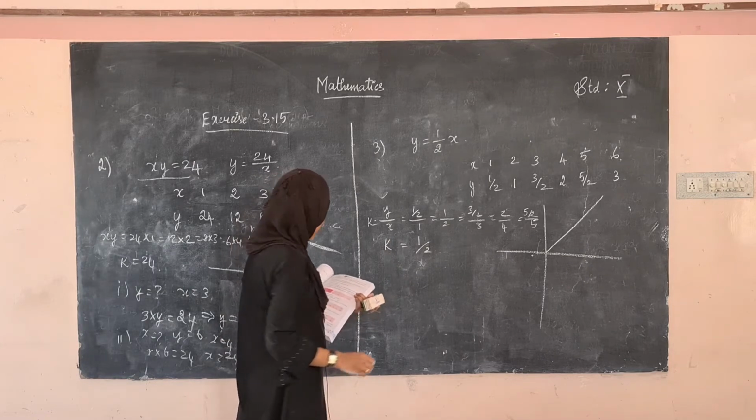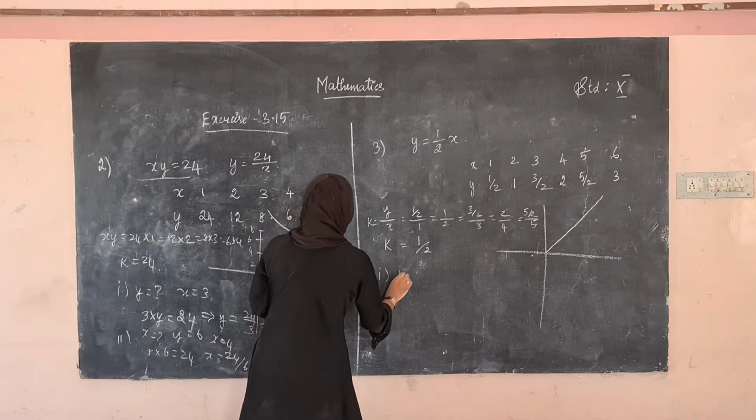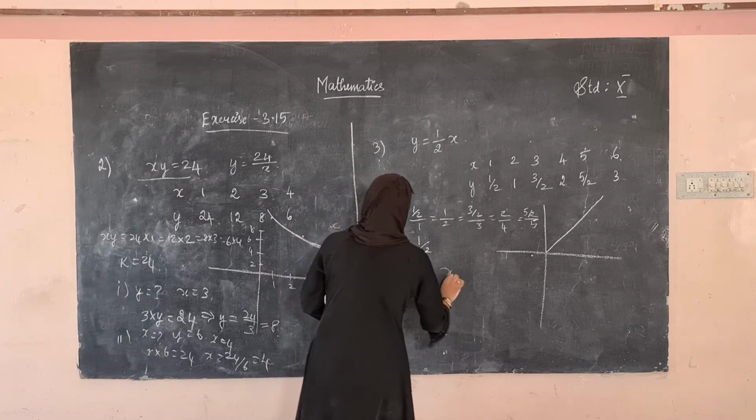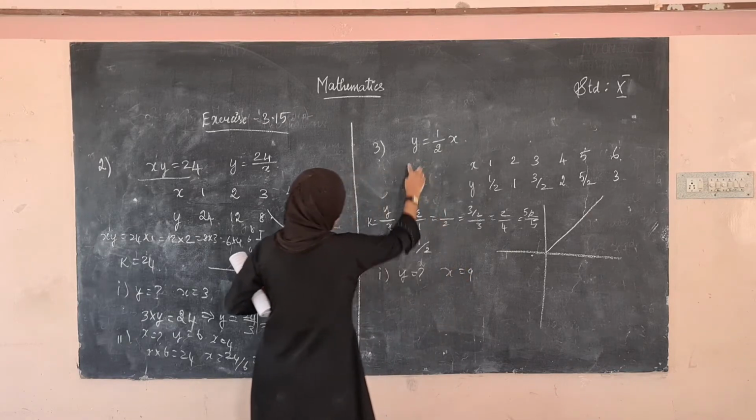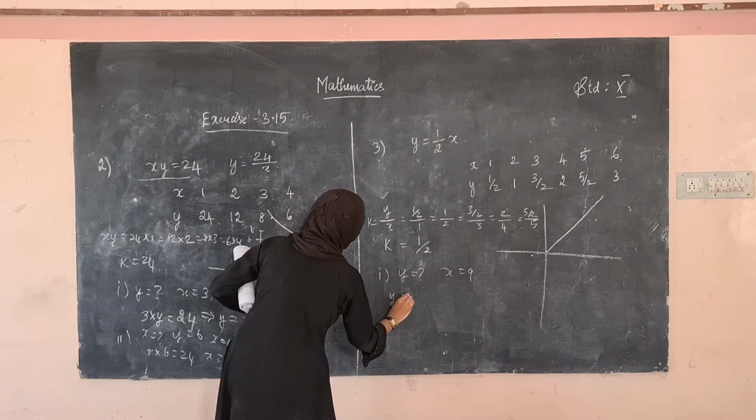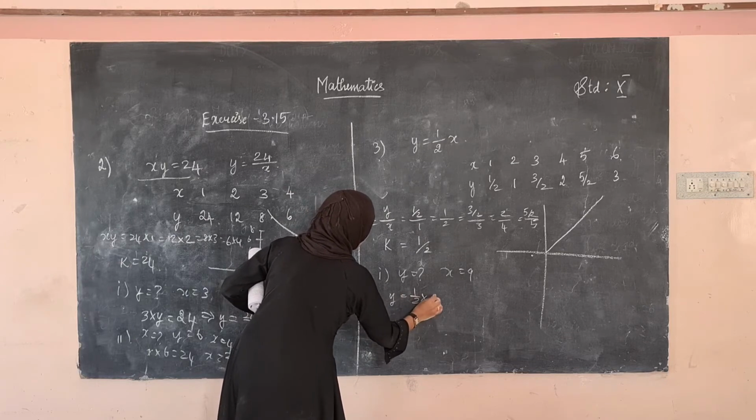From this, what we have to find? We have to find the value of y when x is equal to 9. So here, y is equal to 1 by 2 into x. What's the value of x here?